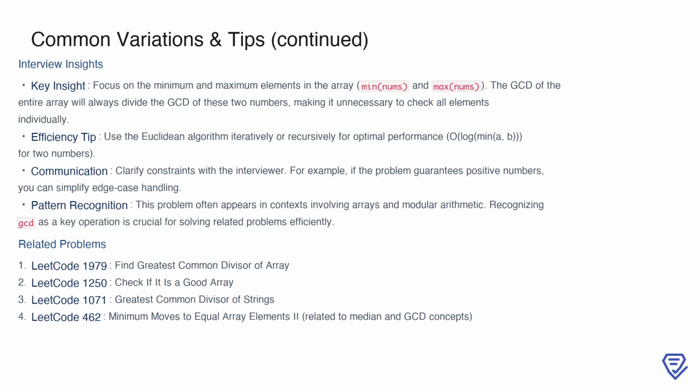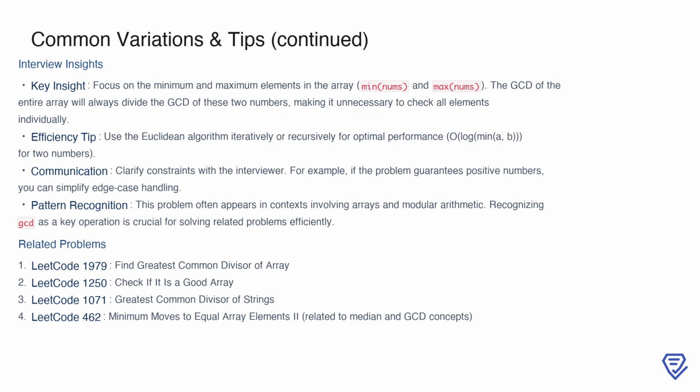In interviews, it's important to focus on the most efficient strategies. A key insight for this problem is that the GCD of the entire array is always a divisor of the GCD of the minimum and maximum elements in the array. This means you don't need to check every element individually. Instead, you can focus on min(nums) and max(nums). Using the Euclidean algorithm to find the GCD of two numbers ensures optimal performance, with a time complexity of O(log(min(a, b))). It's also essential to communicate clearly with your interviewer. For example, confirm whether the array only contains positive integers, as this can simplify your edge case handling.